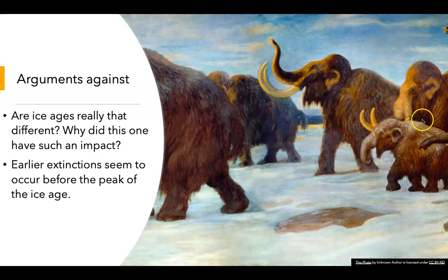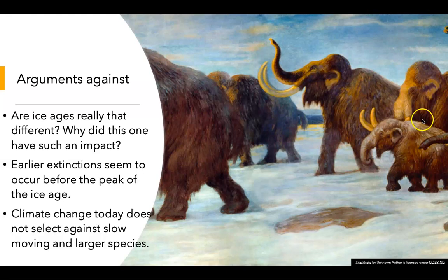There's also the idea that earlier extinctions seem to occur before the peak of the ice age. So for some of the megafauna where we have fossil evidence that they ceased to exist at a certain time, and we can date that with some relative accuracy, those extinctions seem to occur before the ice age reached its peak. So that makes it a difficult argument to say that climate change, or the climate at the time, probably made a big difference.